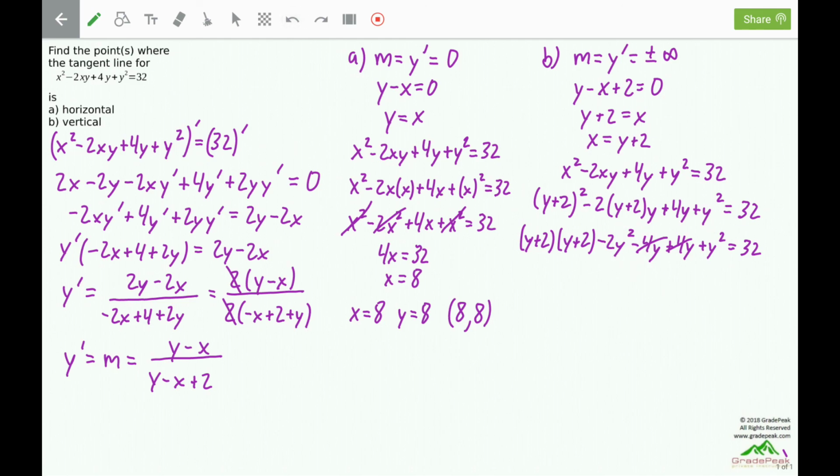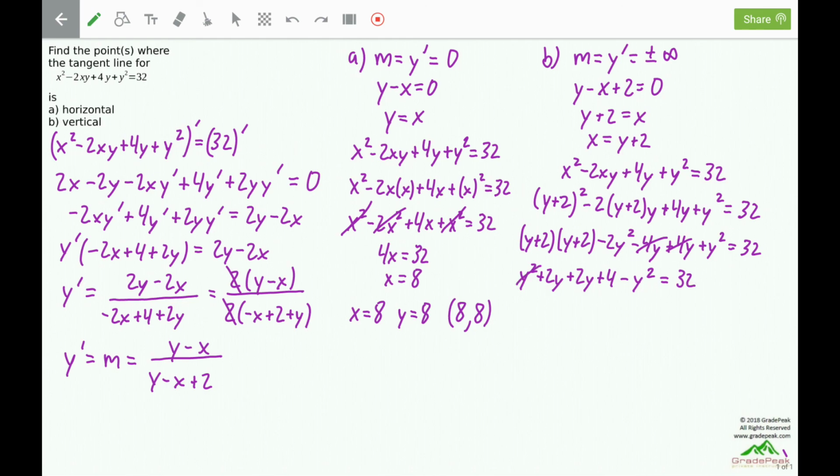So first of all, we will FOIL out y plus 2 times y plus 2. First, y times y is y squared. Outside, y times 2 is 2y. Inside, 2 times y is 2y. Last, 2 times 2 is 4. We have a negative 2y squared and a positive y squared, which combined will be a negative y squared, and then all of that equals 32.